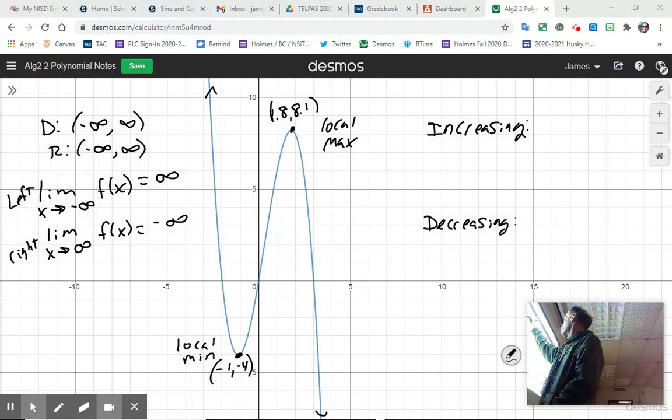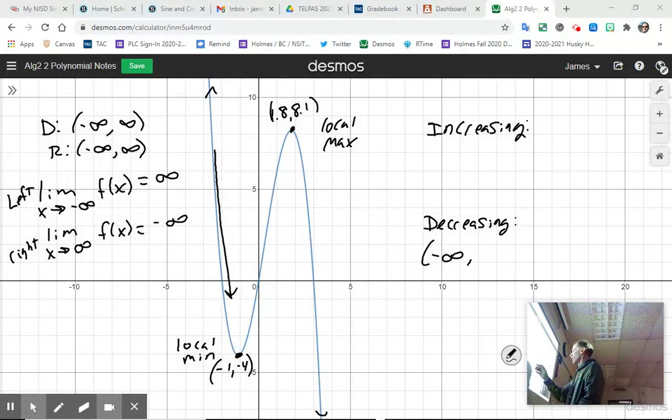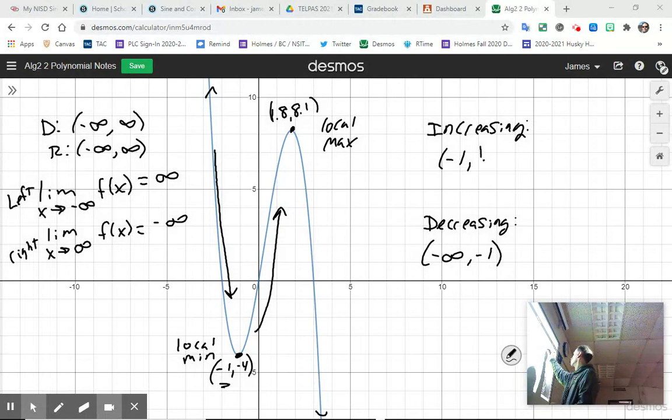Well, my first one, as I go from the left here, it's falling from left to right. So that's a decreasing interval. And again, we're doing the x values. So it decreases the entire way until it gets to -1. And then it starts rising. So it's increasing from -1 to 1.8, we'll call it. And then it starts falling again from 1.8 all the way to infinity. So decreasing 1.8 to infinity.